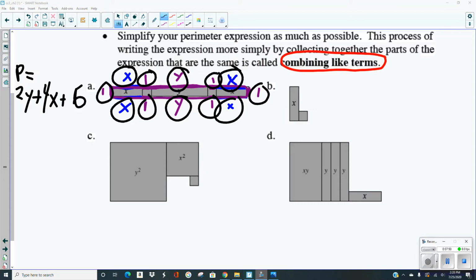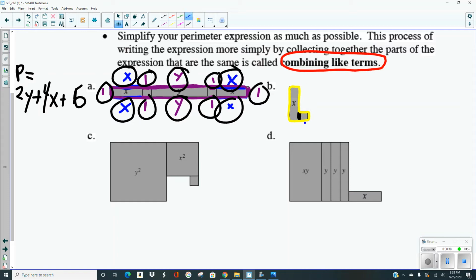Now take a look at B. I would like for you to pause the video and think, how are B, C, and D different than A? One thing you could have noticed is that here, this unit tile interferes with the X tile. So when we're being asked to find the perimeter, it's not the full length of X. And so this here is what we are going to have to look for.